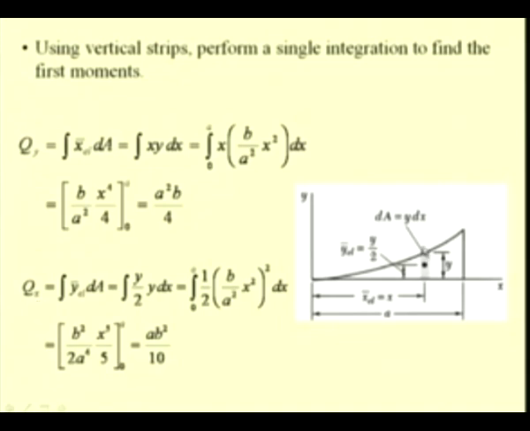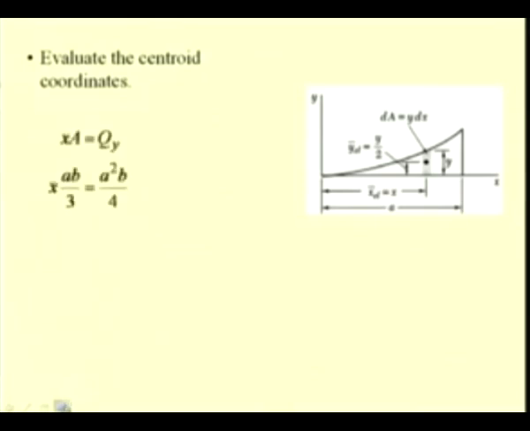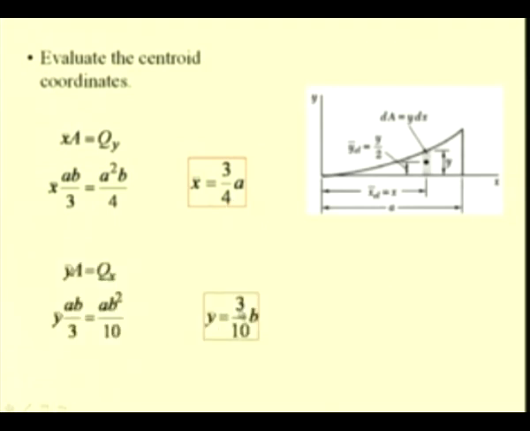Once we know these moments, we also know the area, and we can find the coordinates, that is x bar and y bar. We have the area as well as Qy, and so we can find x bar, and it is found as 3 by 4 a, and similarly we can find y bar as 3 by 10 times b. So, this example illustrated the method of finding the centroids by integration.